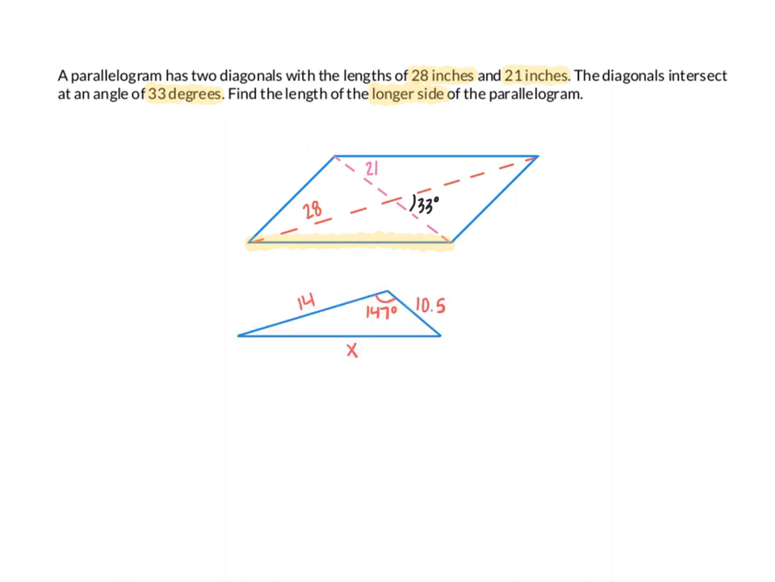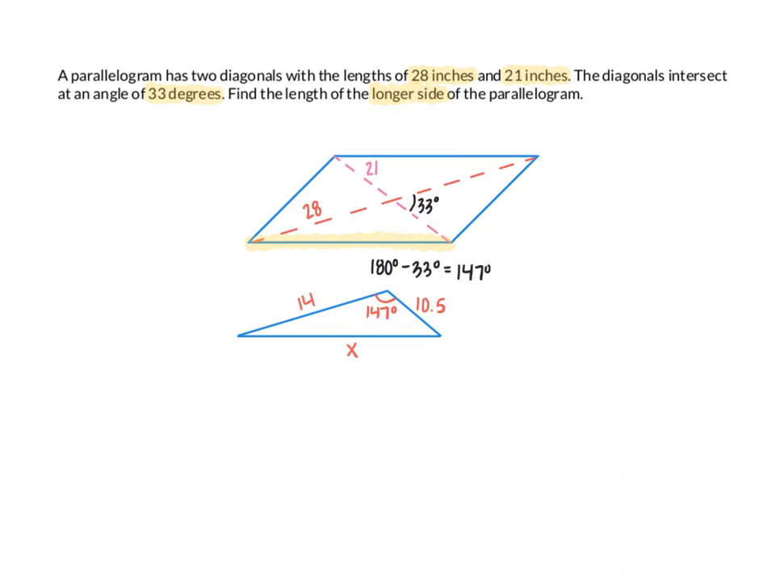So I redrew a triangle and I used information from my parallelogram. So X is the longest side of the parallelogram, which is what I'm interested in. I know that this side length right here is equal to 14 because it is half of the longer diagonal, and this side is equal to 10.5 because it's half of the shorter diagonal. And then I also know this angle is equal to 147 degrees because remember from the law of sine video that a flat horizontal line is equal to 180 degrees. And if it's cut by an angle, you simply do 180 minus the angle to get what's left over.